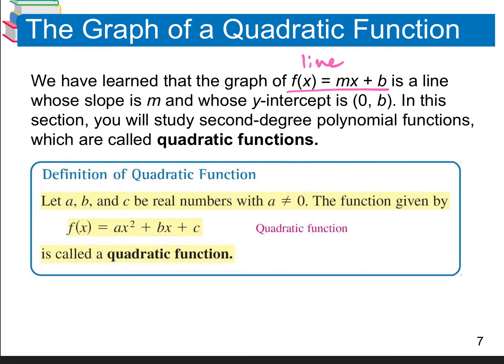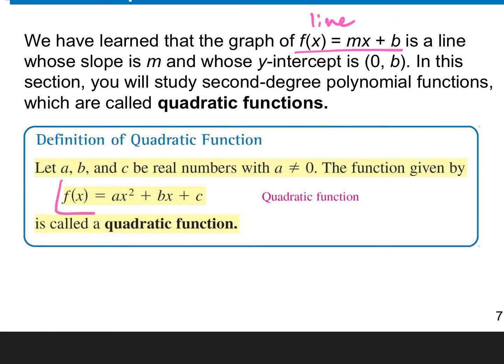In this section, we're going to talk about quadratic functions, which are given in this form. So we have a times x squared plus b times x plus c. This is the standard form of a quadratic function. Notice here that the coefficient in front of the x squared is going to be our a value. The coefficient in front of the x is our b, and then the constant is c.